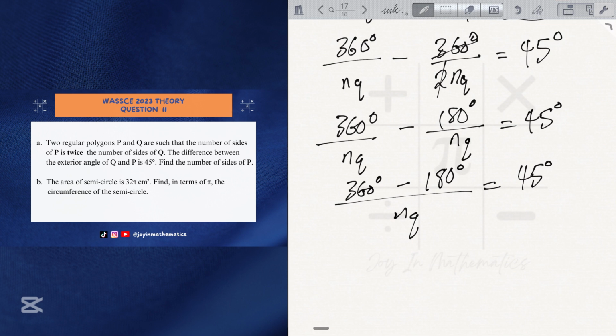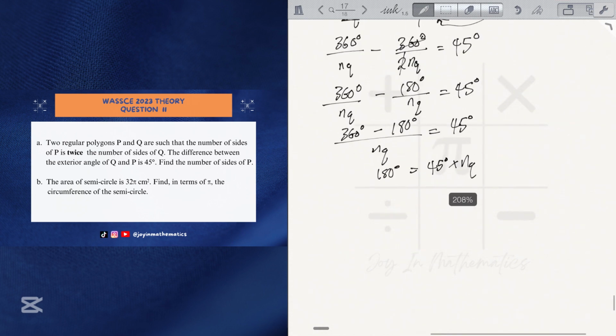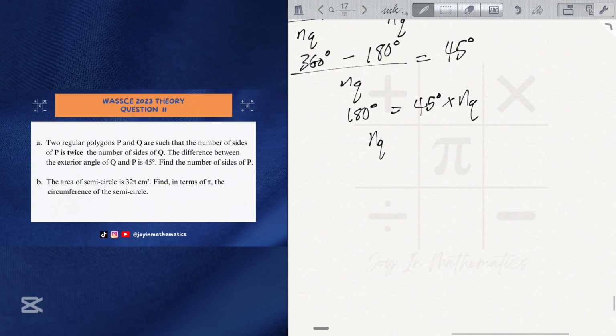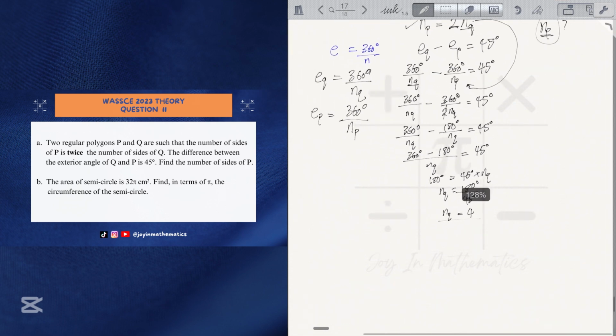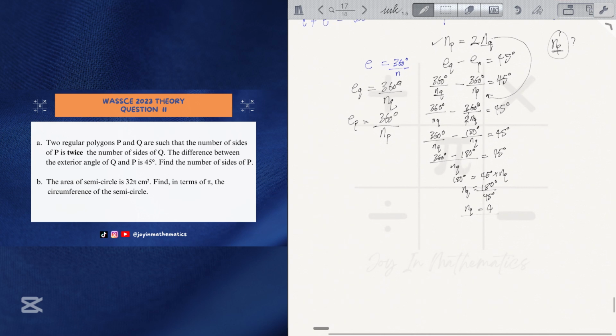So 360 degrees minus 180 degrees is equals to 180 degrees, and if we cross multiply, we will have 45 degrees multiplied by NQ. So in view of this now, we will have NQ to be equals to 180 degrees divided by 45 degrees, and NQ is equals to 4. So the number of sides of polygon Q is equals to 4. Now with that, we can now take NP.